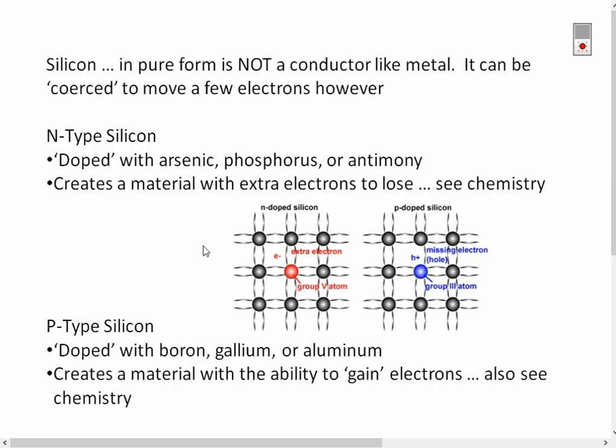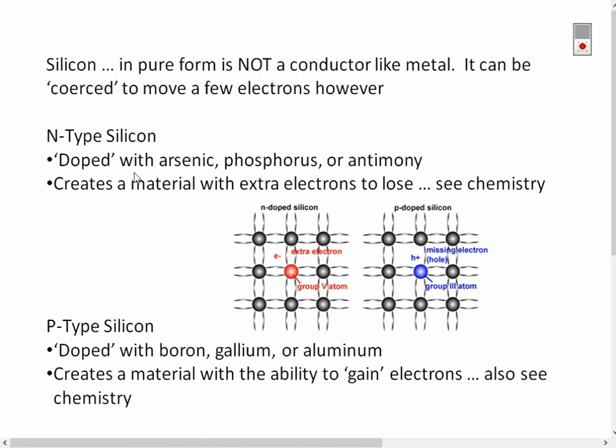So we know what happens with copper, which is a very good conductor, but what about silicon? Silicon in its pure form is not a conductor like metals. It can be coerced to move electrons, however. Now, what do we mean by coerced? Well, essentially, silicon is really not a conductor at all. But what we do to silicon makes it have some unique properties. Essentially what we do with silicon is that we dope it.